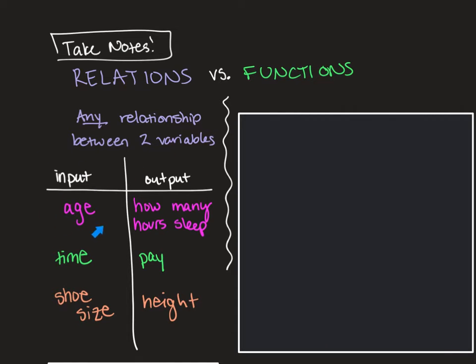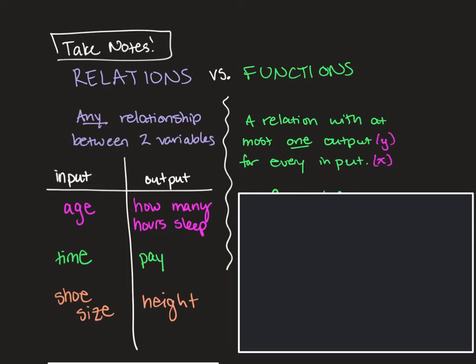So you could say input somebody's age, and the output could be how many hours they sleep. Or input how much time is spent, and then the output is how much pay you get. You could input a shoe size and output a height. All of these are relations. Some of these are functions. So a function is a relation with at most one output, a y value, for every input, an x value.